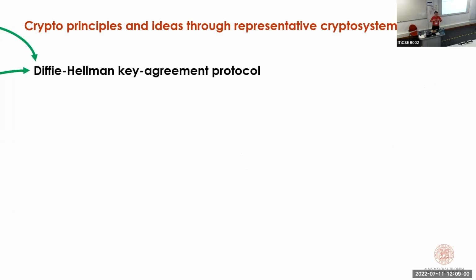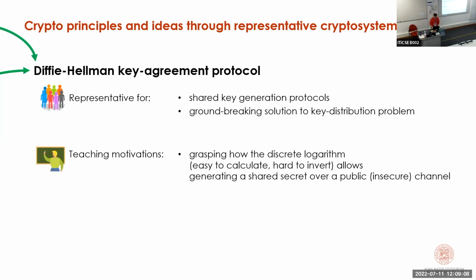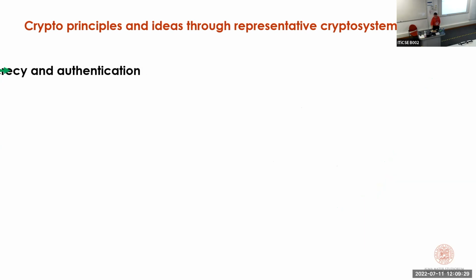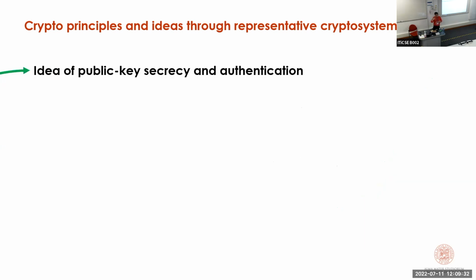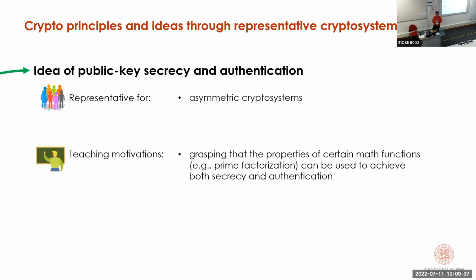So we now move to maybe the biggest idea of modern cryptography, the Diffie-Hellman key agreement protocol. And in this case, we only want students to grasp the idea that with a function that is easy to calculate and hard to invert, you can surprisingly generate a shared secret over a public insecure channel. This surprises a lot of students, but it still has some flaws, the man-in-the-middle attack. So we move in a more abstract way, because for grade 10 students, it tends to become quite challenging.